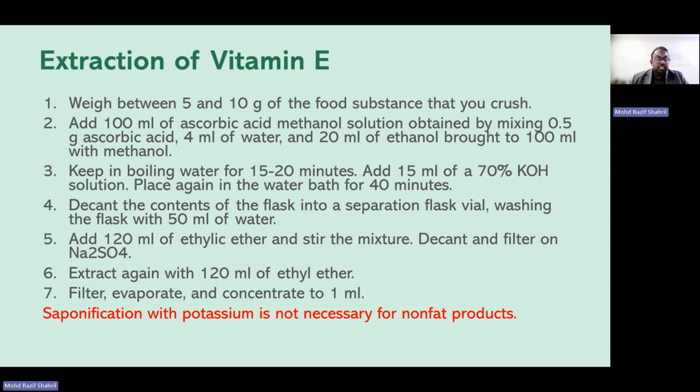We keep this in boiling water for 15 to 20 minutes, and then we add our strong base, 15 ml of 70% calcium hydroxide solution. We return it to the water bath for 40 minutes. After decanting and washing, we extract it with ethylic ether and then filter, evaporate, and concentrate it to 1 ml. And again, if there is no fat, there is no need to saponify.